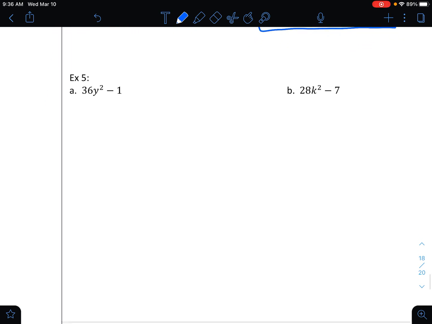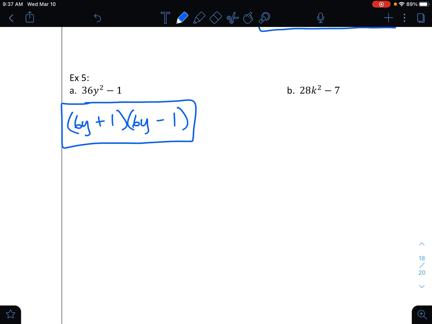Okay, GCF, no, because I have a 1 over there. This is a perfect square. The square root of 36 is 6. So 6 times 6. 1 is a perfect square because 1 times 1 is 1. All right, so let's jump into our factors. I've got 6y and 6y, 1 and 1, and then I need one to be plus and one to be minus because that middle term is gone.